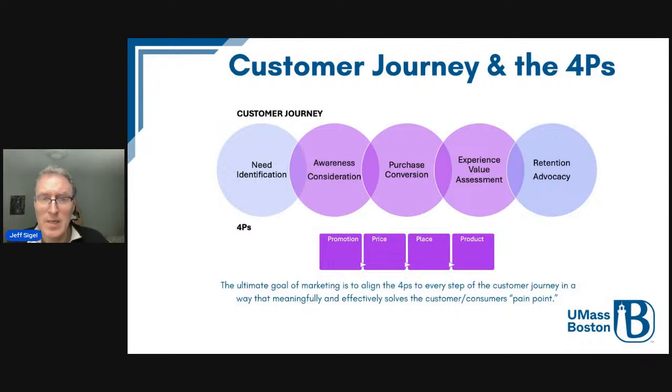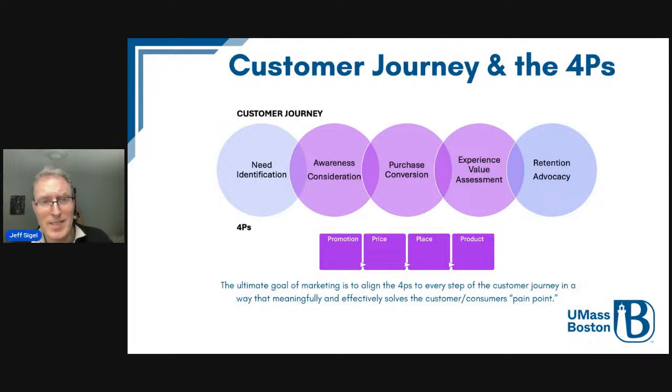So the first piece, and I put them in this order. You often see them in different orders, but I put them in this particular order because of how they connect with the stages of the customer journey. So the most relevant P to the first two parts of the customer journey, the need identification and the awareness and consideration, is going to be promotion. This is, are there advertisements talking about, really good advertisements talk about why you need the product and how it saves the day, how it helps you solve the problem that you are trying to solve.